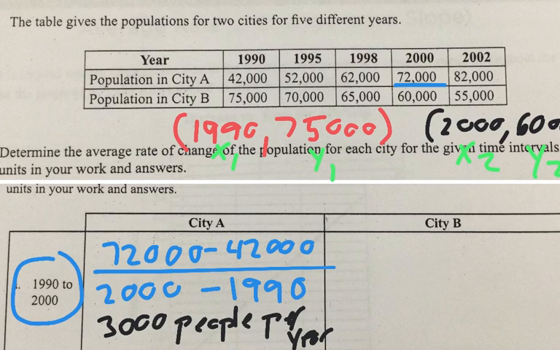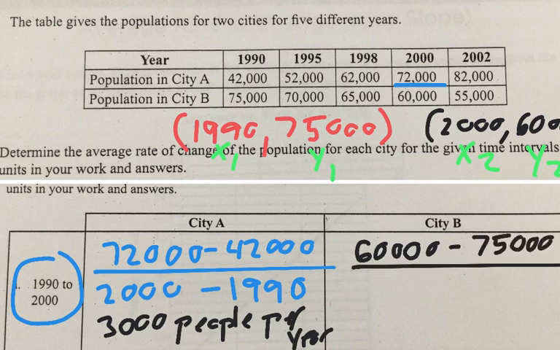So now plug into the formula. I'm going to go Y2. That's my ending population. Minus Y1, my beginning population. Divided by X2, my ending year. Minus X1, my beginning year. And I can put all this directly in my calculator, right? 60,000 minus 75,000 on top of your fraction. And then 2,000 minus 1990 on the bottom of your fraction. If you need help putting that in, let me know.